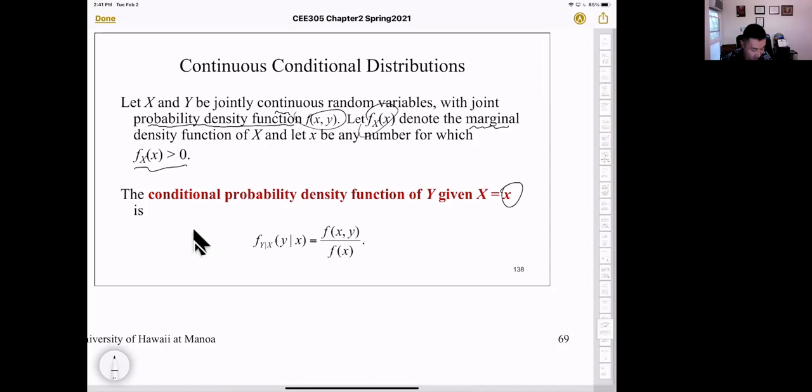Again, the bottom part should be F_X, so that is the marginal density function, and the top part is the joint probability density function F_XY, this part.